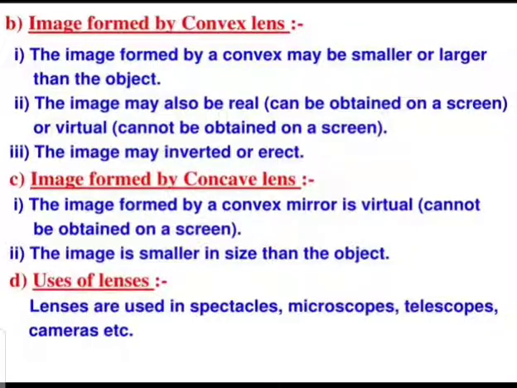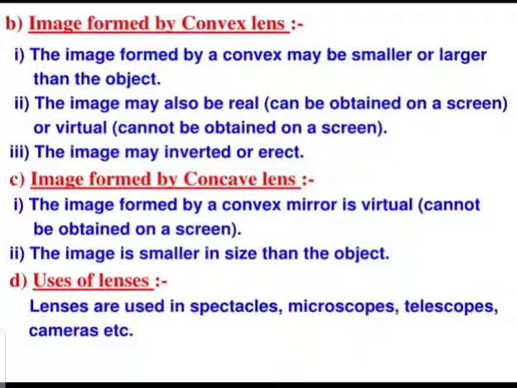Image formed by convex lens. The image formed by convex lens may be smaller or larger than the object. The image may also be real, which can be obtained on a screen, or virtual, which cannot be obtained on a screen. The image may be inverted or erect.